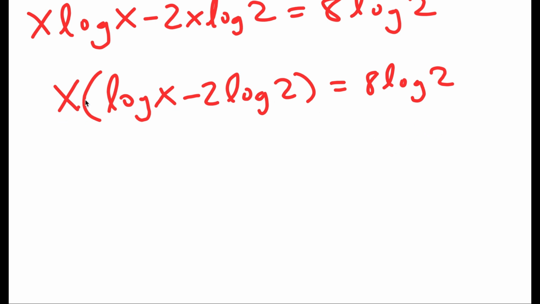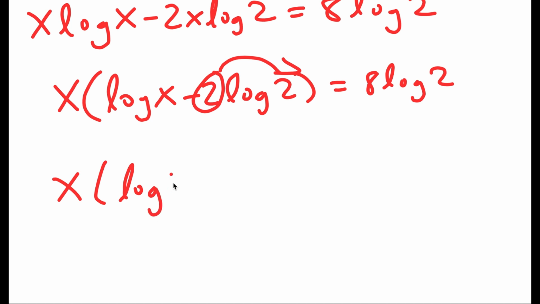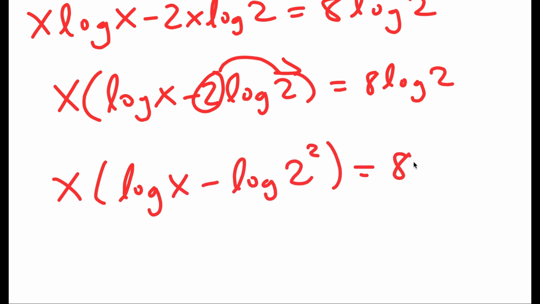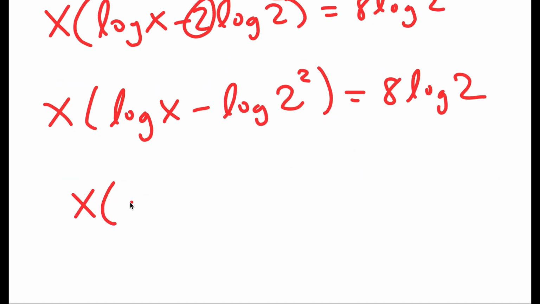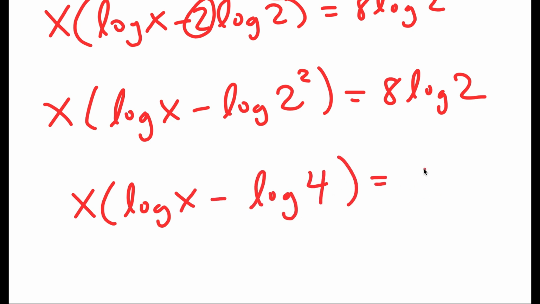Now, even though I factored x, I still have to deal with this x over here. But before I do that, I'm actually going to move this 2 back to the front. So I'm going to reverse the property I used earlier. So now I have x times log x minus log of 2 squared is equal to 8 times log 2. And 2 squared is 4, so I get x times log of x minus log of 4 is equal to 8 times log 2.